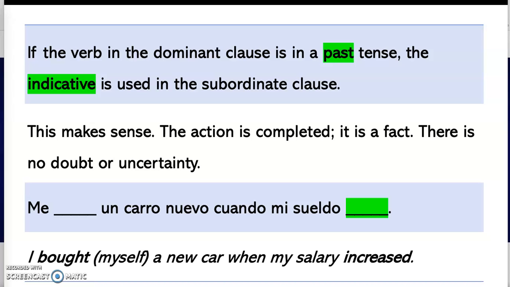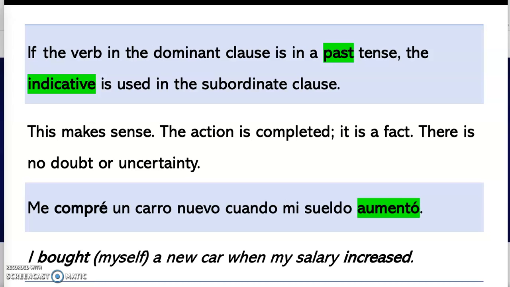Let's look at this sentence. I bought myself a new car when my salary increased. Both the verbs are going to be in the indicative, and since this is something that happened once, I got a raise, I got a car, we're going to use the preterite. Me compré un carro nuevo cuando mi sueldo aumentó.